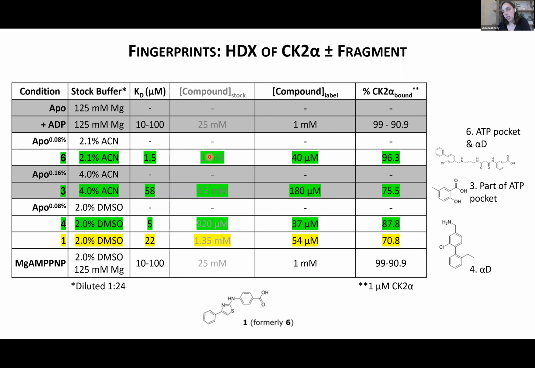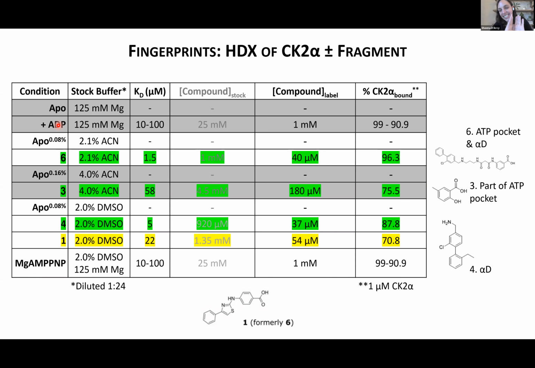So for example, molecule 6 here is known to bind in both the ATP pocket and the alpha D site. Molecule 3 binds in only the ATP pocket and just a part of the ATP pocket, while molecule 4 binds in just the alpha D site. We also did the ATP analog, AMP-PNP, as well as ADP, so we could really understand how the binding of these molecules would look in the HDX experiment.